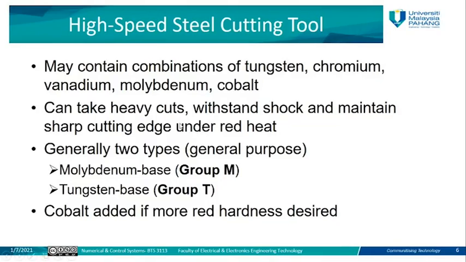high speed steel. In the CNC machine you have the tools, and in the user manual of the CNC machine they will explain about these tools, whether it is a high speed tool, or a cemented or ceramic tool, and so on. Sometimes cobalt is added to the tool to give it red hardness.